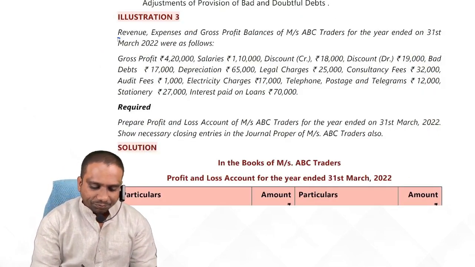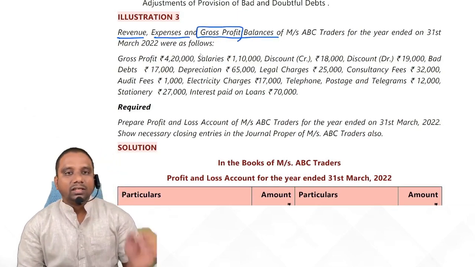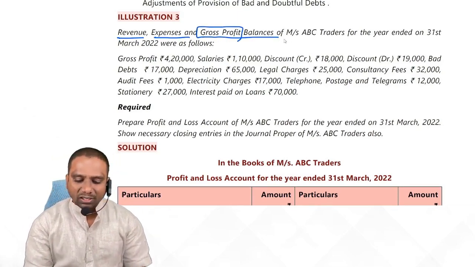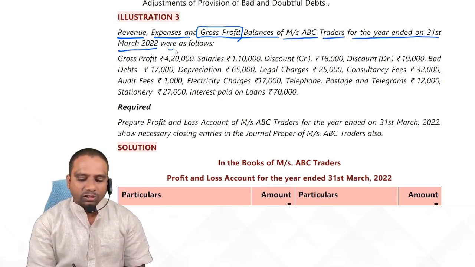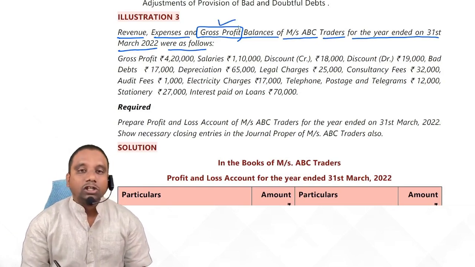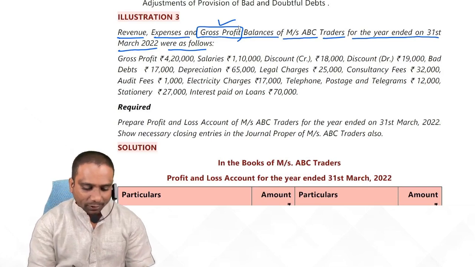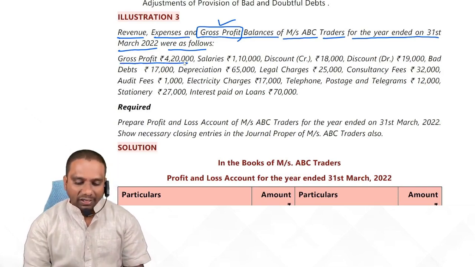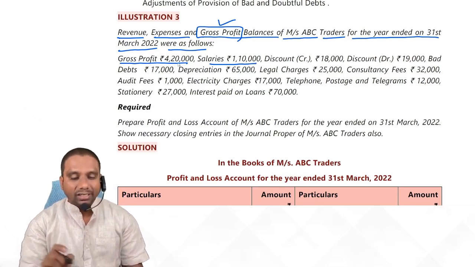Revenue, expenses and gross profit balances. What are they giving? Revenue, expenses and gross profit balances of Messrs. ABC Traders for the year ended 31st March 2022 were as follows. They are giving gross profit, which means they have already prepared the trading account. Okay, look at gross profit, P&L account, credit. Salaries, profit and loss account, debit.